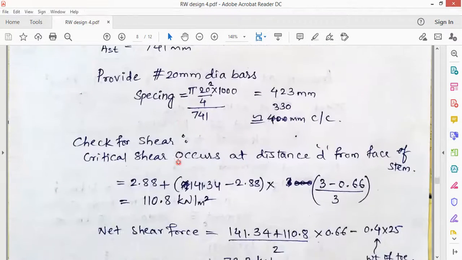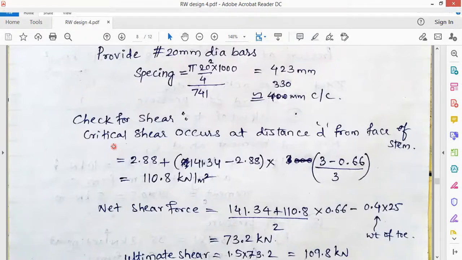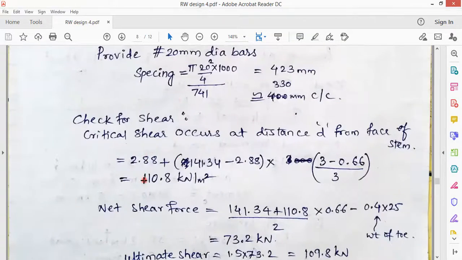So once it is completed, we will go for check for shear. So for the check for shear, we are going to consider the critical shear. Where does the critical shear occur? The critical shear occurs at a distance d from the face of the stem toward the toe slab, because we are designing the toe slab. So we are going to calculate now critical shear.